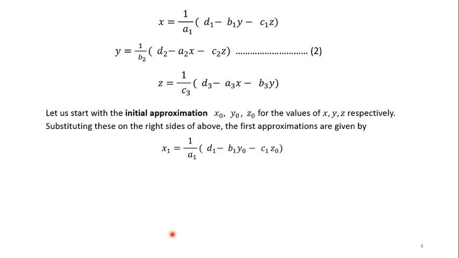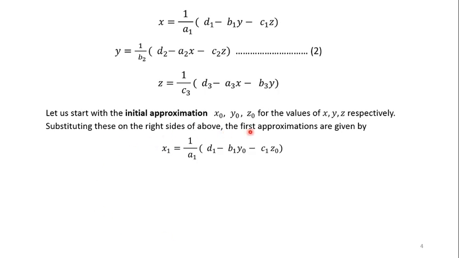Then let us start with the initial approximation x0, y0, z0 for the values of x, y, z respectively. Sometimes these initial values are given, sometimes they are not given. So in that case you can use 0, 0, 0 for these values.